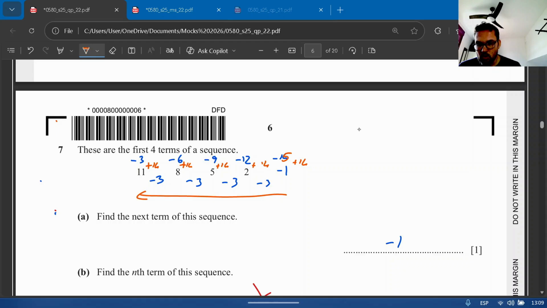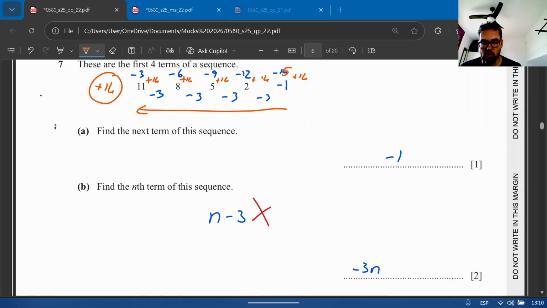We have to add 3. Minus 1, 2. Plus 3 is 5. Plus 3 is 8. Plus 3 is 11. Plus 3 is 14. That also gives us minus 4. That's the shortcut. So that means at the end here, we need to put a plus 14.